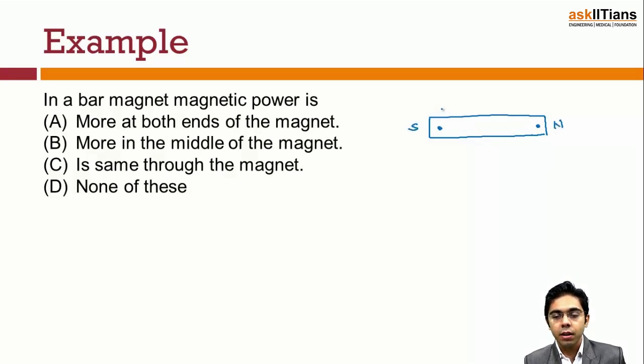So what we have learned is that at the poles all the magnetism is concentrated. So in the bar magnet, magnetic power is more at both ends of the magnet. That means it will be more at these ends, both ends. Therefore, according to this, option A should be correct. Now let's proceed towards the next example.